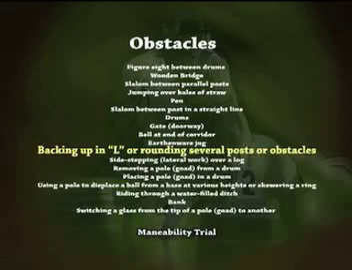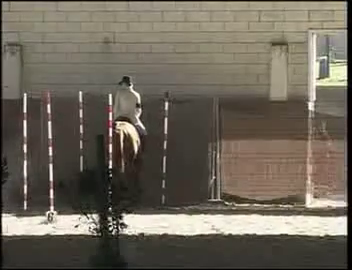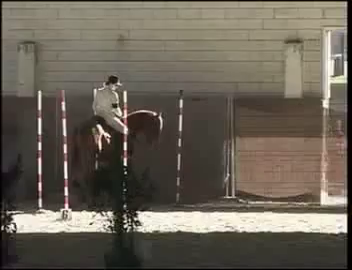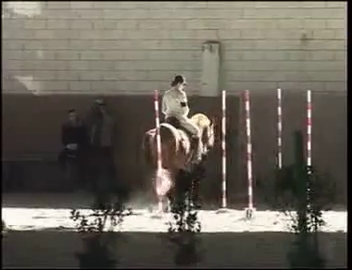Backing up in L or rounding several posts or obstacles. 2 corridors 1.5 meters apart comprising a minimum number of 3 posts with a minimum height of 2 meters and minimum distance of 3 meters apart. The horse must perform a slalom between the posts.